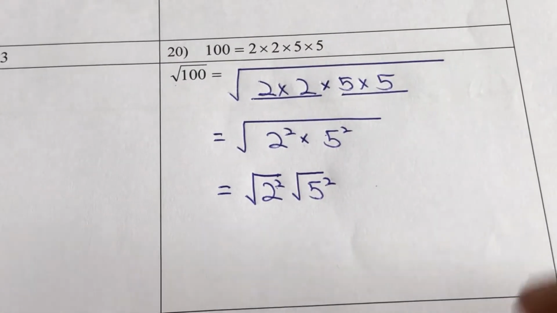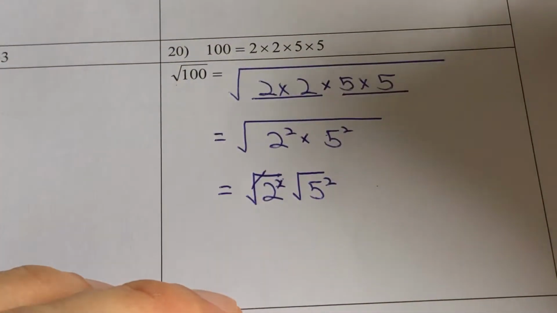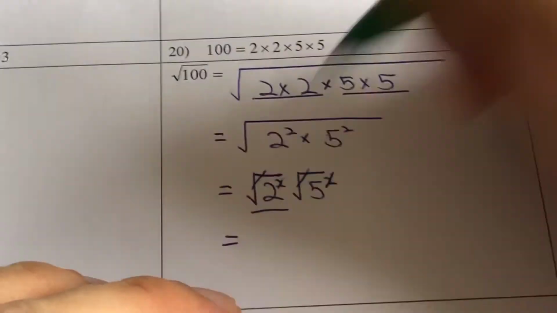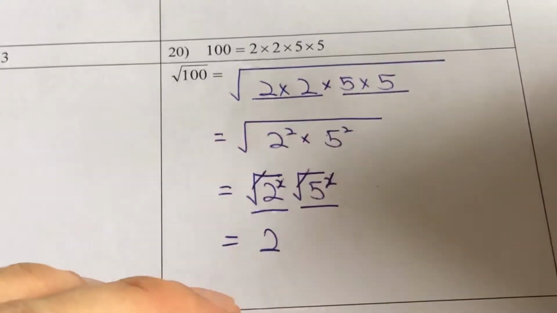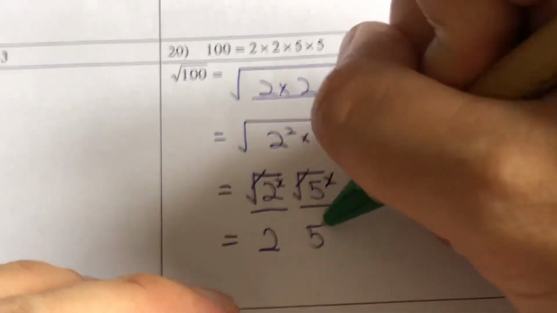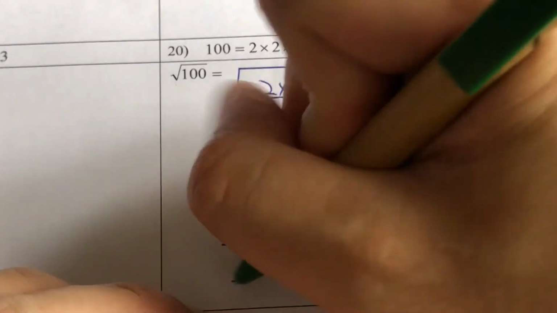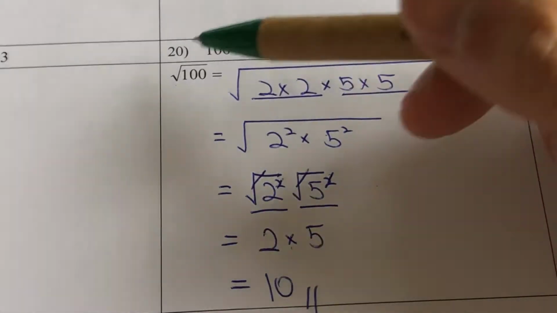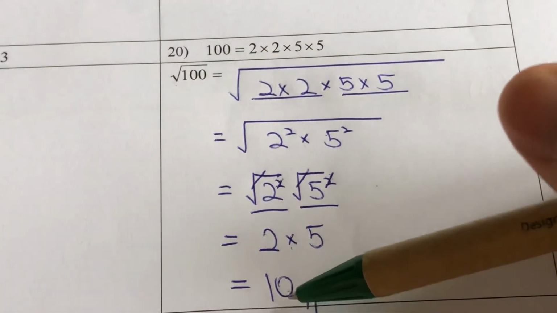And then, what's next? Square and square root could be cancelled out. So here, what do we have? We have 2 only. And then, what do we have left behind? We have 5 only. What's going on in between? It is multiplication times. So what is the result? 2 times 5, 10. Nice. So square root of 100 could be written as just 10.